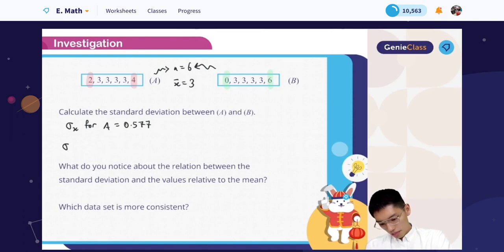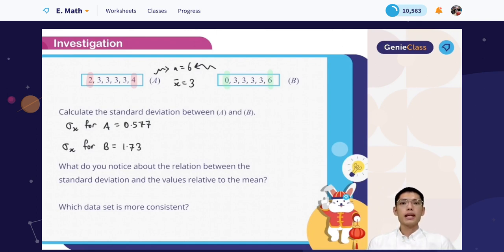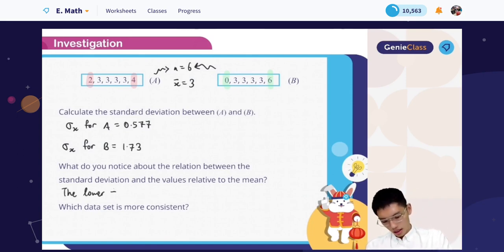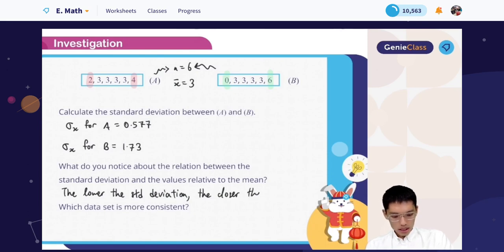Okay. Standard deviation for B, it's going to be, in this case, 1.73 at your side. Okay. Now, what you realize, the lower my standard deviation, which means it deviates less from the mean, which sort of makes sense over here. It actually shows the closer the values are to the mean. And based on this, can anybody tell me which data set will be more consistent based on the values that we have?